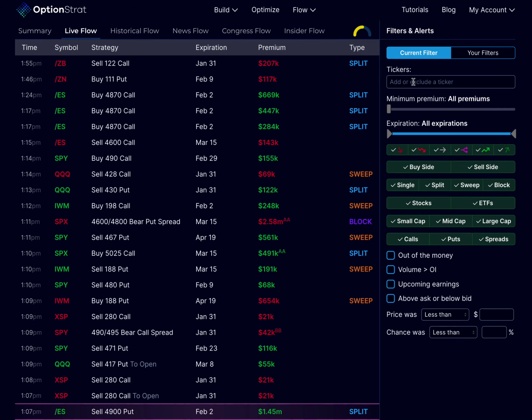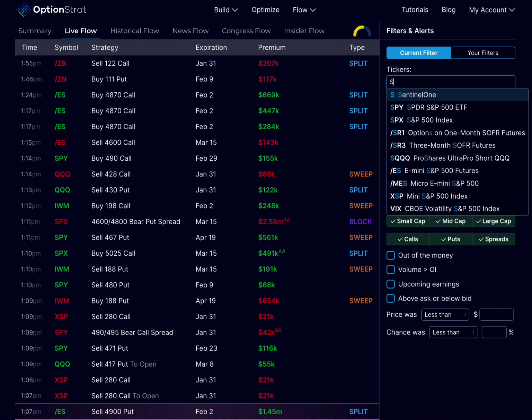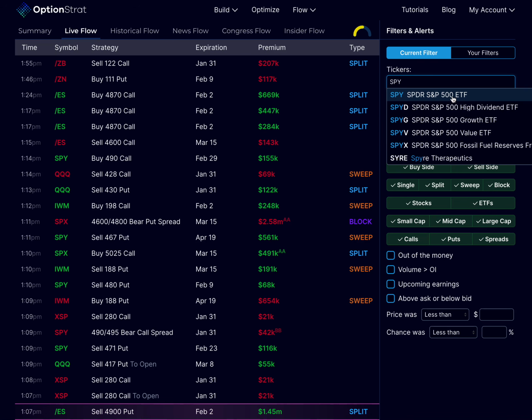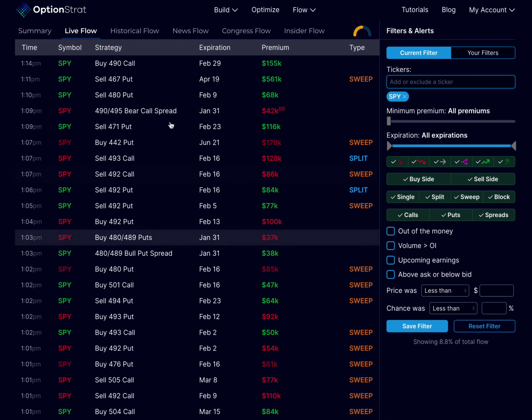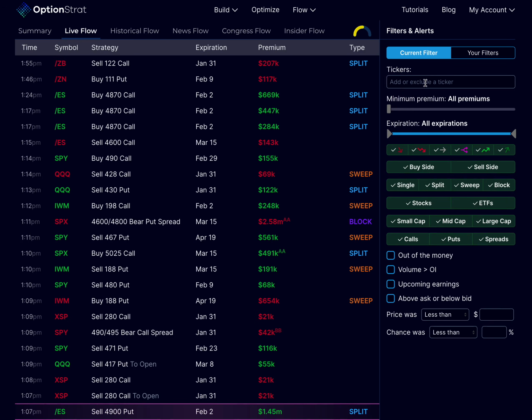I can filter this down. Maybe I only want to see SPY trades. Okay, so I can filter it just to SPY trades or Google or whatever I might want to do. I can build out different filters. I can look specifically for things that are very bearish, just bearish, neutral, bullish, very bullish. I can look at just ETFs if I want. I can look at just small caps, large caps, etc. So I can build out whatever I want as a filter.